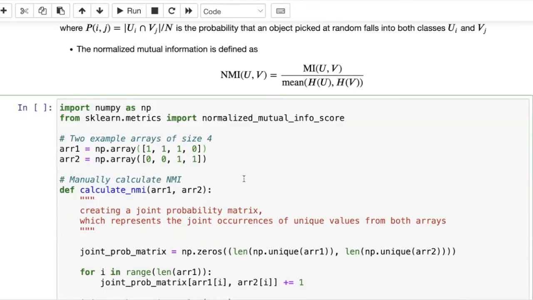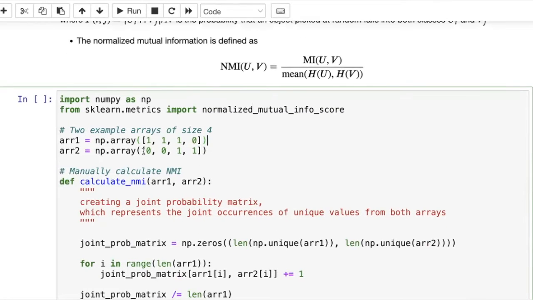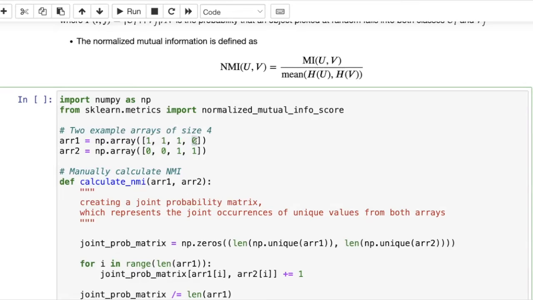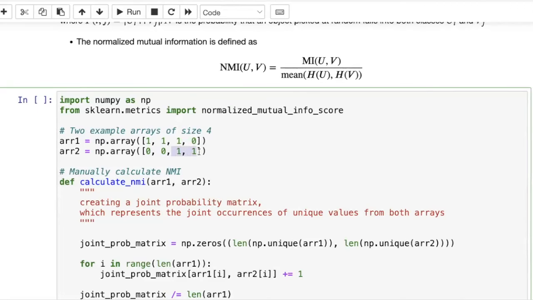So in order to show this example, we're going to work with two arrays of labels or assignments. The first one is 1, 1, 1, and 0. So this means that we have 4 data points. The first 3 ones belong to the same cluster, and the last one belongs to a different cluster. And then we have the second assignment vector. So these are the U and V that we had previously. In this case, the first 2 data points belong to one cluster, and the last 2 points belong to the different cluster. So we want to know what is the agreement between these two.